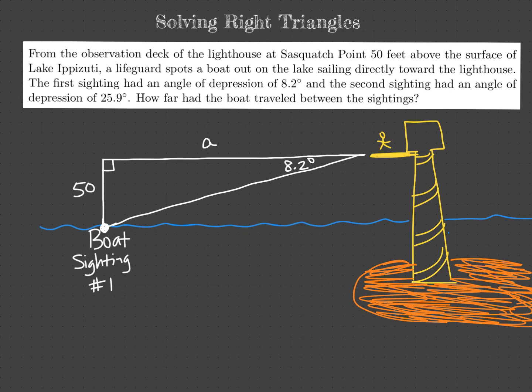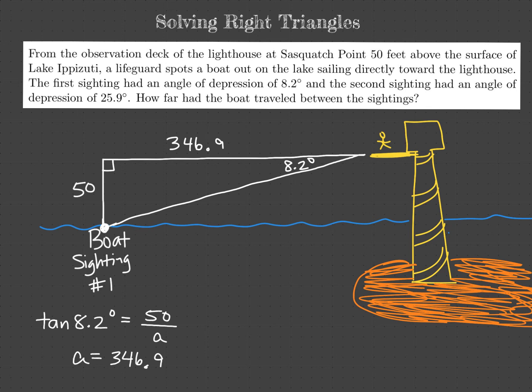I will call this length A. In order to find it, we see we have 8.2. We have information about the opposite and the adjacent, A. So we're going to use tangent. So the tan of 8.2 degrees equals 50, which is the opposite, divided by A. Solving for A will give us 50 divided by tan of 8.2, which is 346.97. So I'm just going to leave it at 346.9 for now. So that's what A is. So I'm going to label A with 346.9.